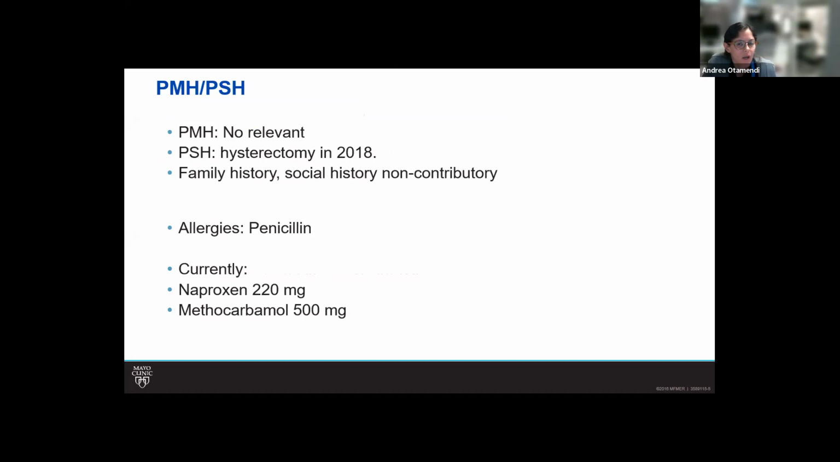So for past medical history and past surgical history, the patient didn't have any relevant history. She was currently on naproxen or naproxen with methocarbamol, but this didn't help with her pain relief.